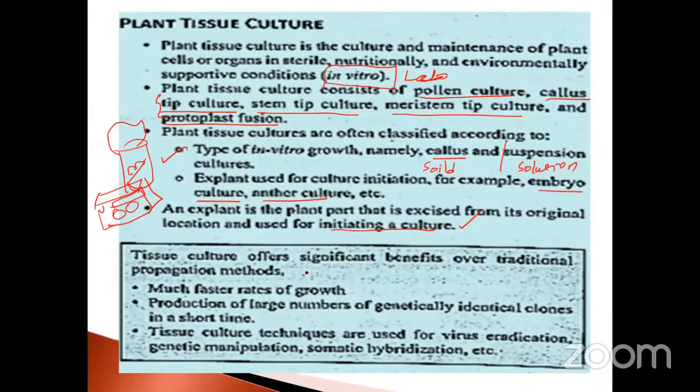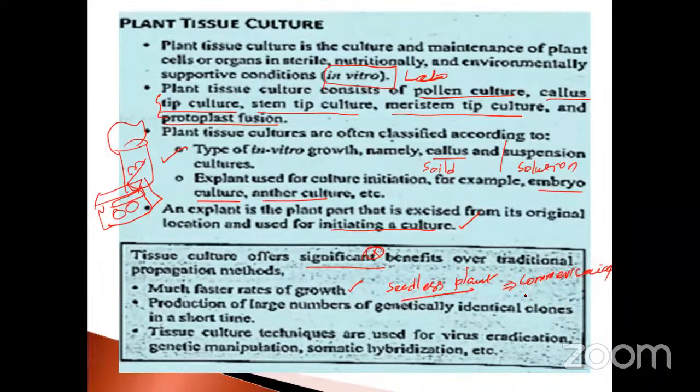See, tissue culture offers significant benefits over traditional propagation methods. What are the main significances of the tissue culture method? Sometimes they ask this question. Much faster rate of growth. This is very, very important. Much faster. It is also possible to get seedless plants. Just imagine, some seedless plants are there. The seedless plants are all commercial oriented.